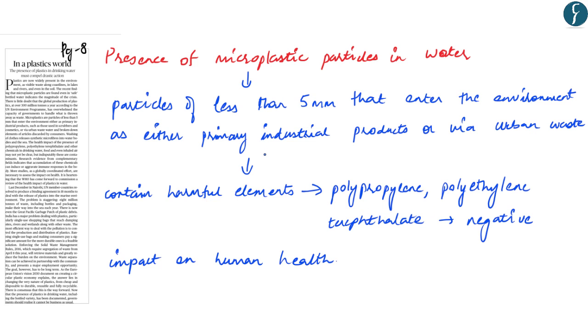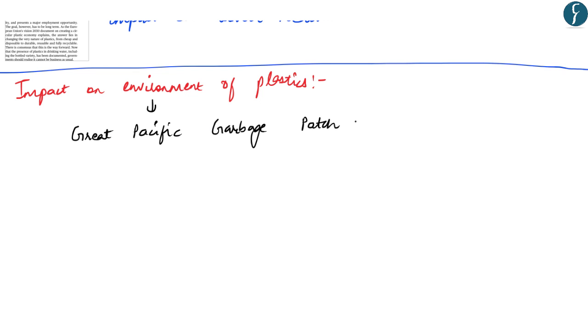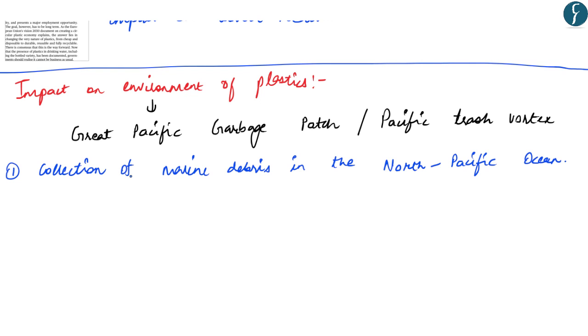The generation of plastics also has a negative impact on the environment. One of such consequences is the creation of the Great Pacific Garbage Patch. This Great Pacific Garbage Patch is also sometimes referred to as the Pacific Trash Vortex. So this trash vortex is actually a collection of marine debris in the North Pacific Ocean. This marine debris basically is the litter that ends up in oceans, seas and other large bodies of water, and thus it results in creation of this trash vortex. And most of this marine debris consists of non-biodegradable waste such as plastics.